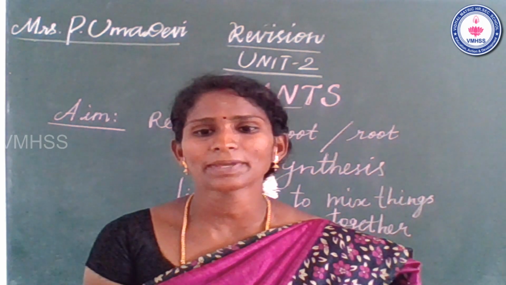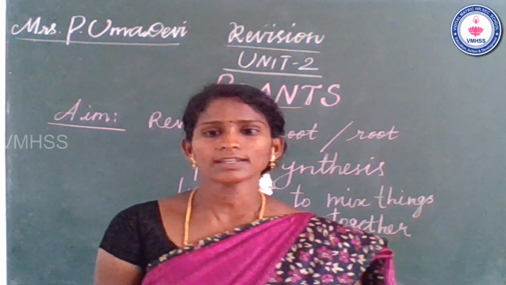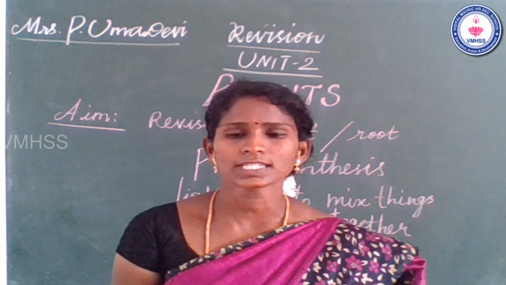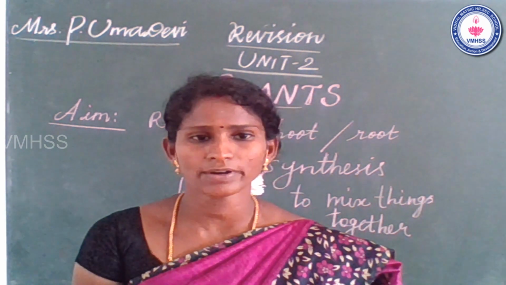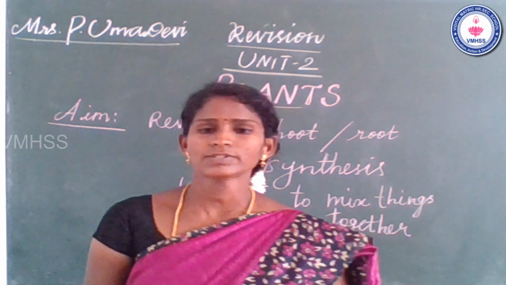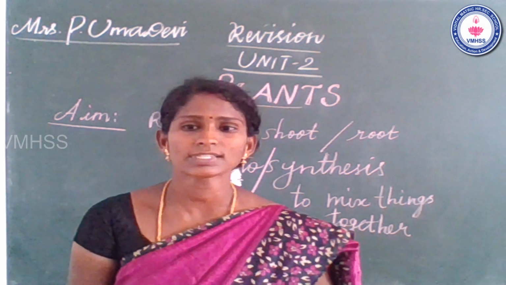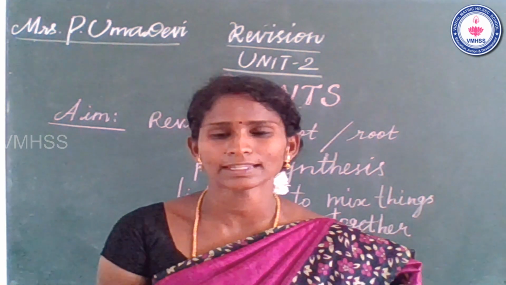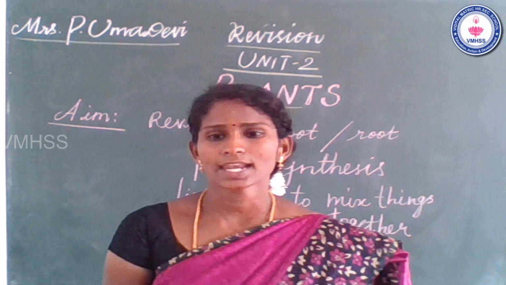Okay. Question number D. Dash present in the leaves absorbs sunlight. Yes, very good. The leaf is green in color. So, that one is the correct answer. Green color. Okay. Green color present in the leaves absorbs sunlight.